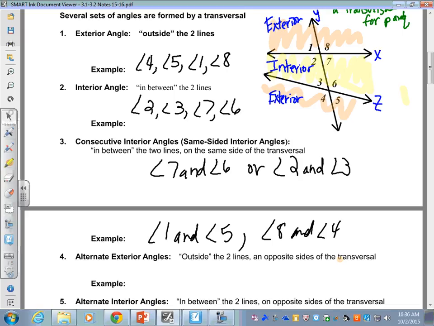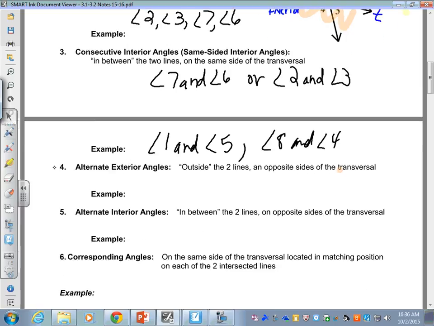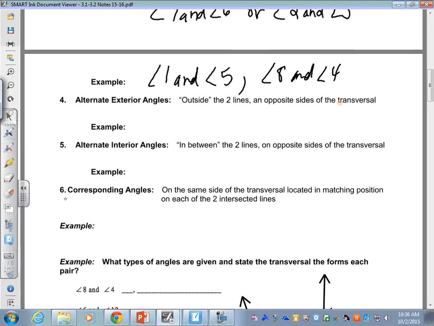Okay, so corresponding. Now, this is the one where most students kind of struggle. I think that's the next one they give you, right? To help you break it down, it needs to be on the same side of the transversal, and in matching positions for each of the 2 intersecting lines. So think of same side, matching position.